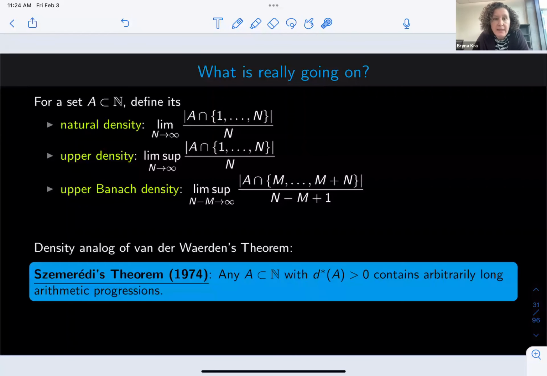And so there's a density analog of van der Waerden's theorem, which is the famous theorem of Szemerédi, which says that if you take a set with positive upper density, and you can just think of it as natural if you want to make it easy, then it contains arbitrarily long arithmetic progressions. So this is very clearly a density analog of van der Waerden. It immediately implies van der Waerden, but it certainly applies to other sets that are much smaller than what you might get from finite partitions.